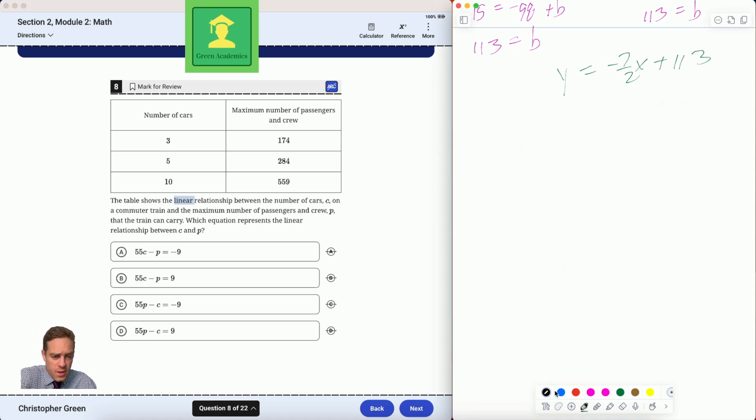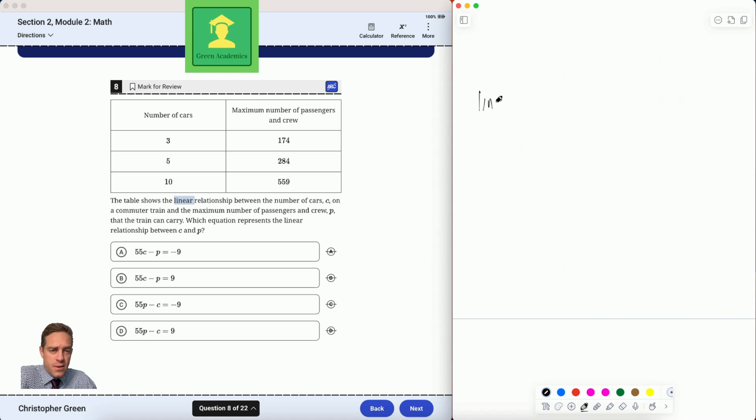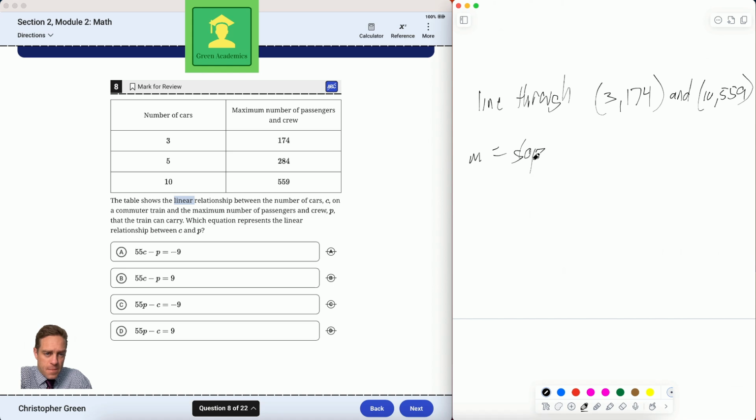Well, let's do this the way that we just did the previous question. So it's a line through... I'm going to use the first row and the last row: 3, 174 and 10, 559. So the slope is difference in y over difference in x, which is 174 minus 559 over 3 minus 10, which is negative 385 divided by negative 7, which is 55.